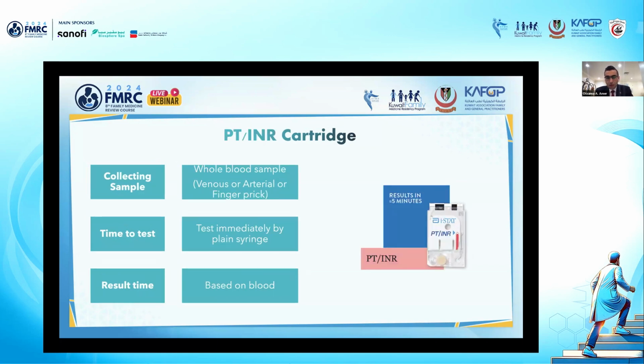The second cartridge for coagulation is the PT/INR cartridge. It gives you only the PT/INR result. Collecting sample: whole blood sample, but for PT/INR we can collect it by venous, arterial, or finger prick. Only with this cartridge can we take the blood by finger prick. Time to test: immediately, by plain syringe or directly from the finger. Result time takes from 3 to 5 minutes maximum, based on the blood sample.